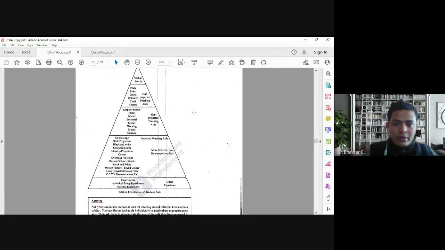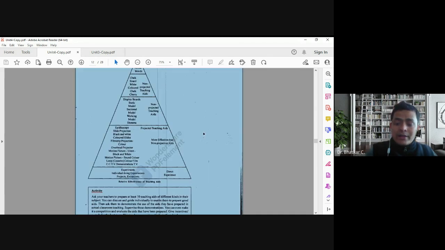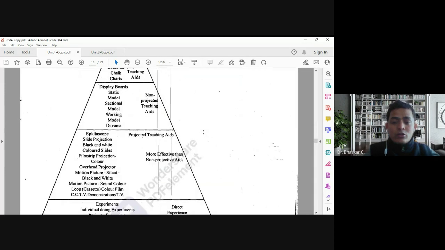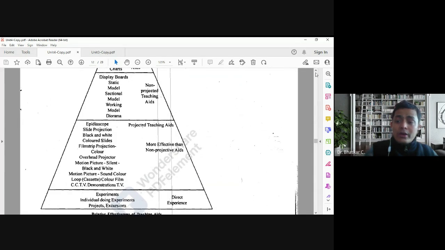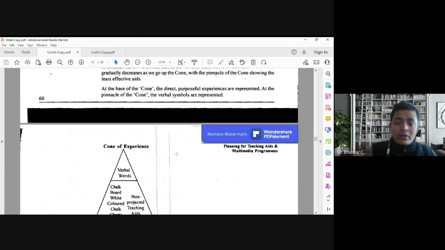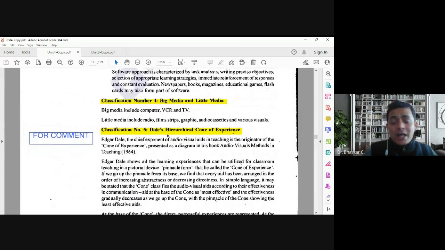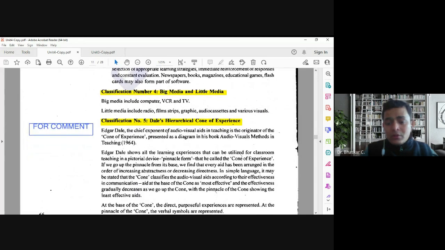You will find the verbal words. He designed a cone, a three-sided triangle, where he emphasized that this cone of experience is actually responsible for the understanding of the content in the modern scenario. So this cone given by Edgar Dale is very important. This is classification number 5, known as Dale's hierarchical cone of experience. This is very important, right?